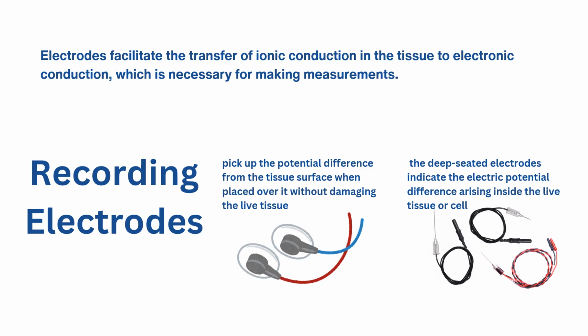To start with, we should know about electrodes. Electrodes, we all know, we have already heard this word, we would have already used this word, but now let me give you another definition to help you understand what an electrode is. To me, an electrode facilitates the transfer of ionic conduction in the tissue to electronic conduction, which is necessary for making measurements. So that is what an electrode is.